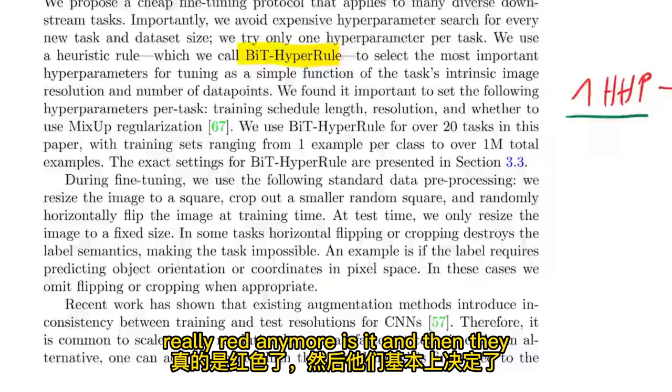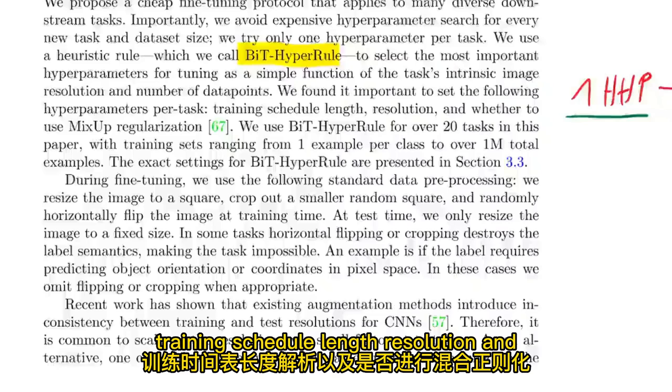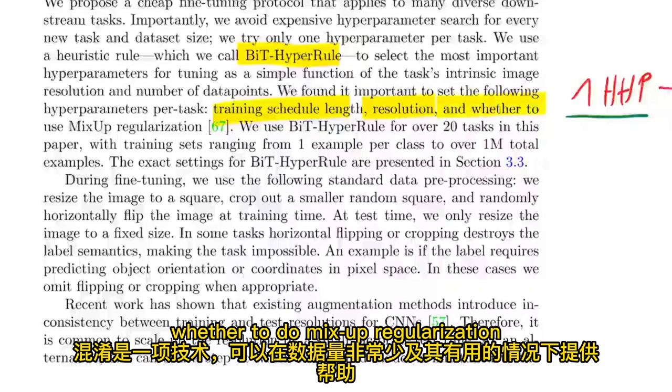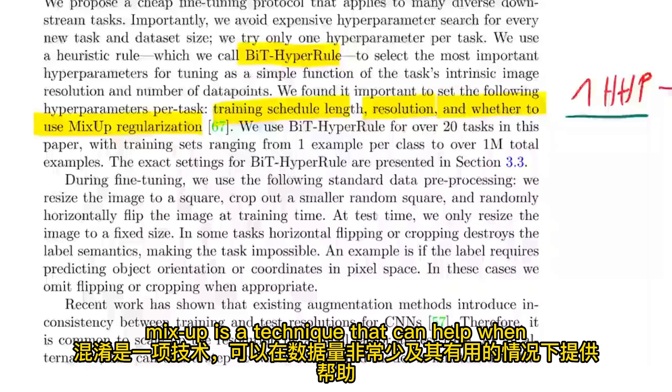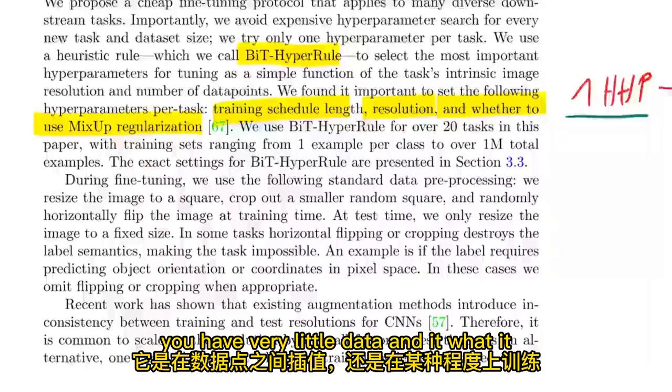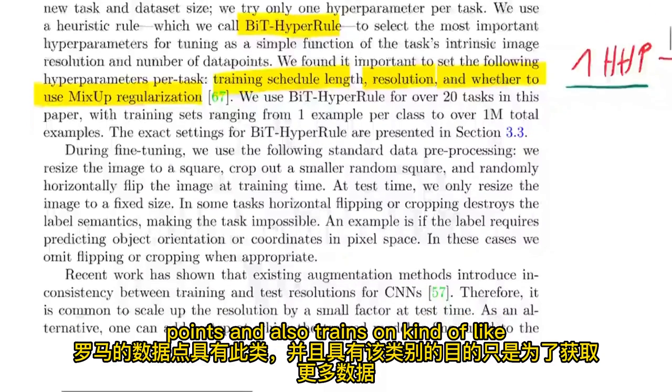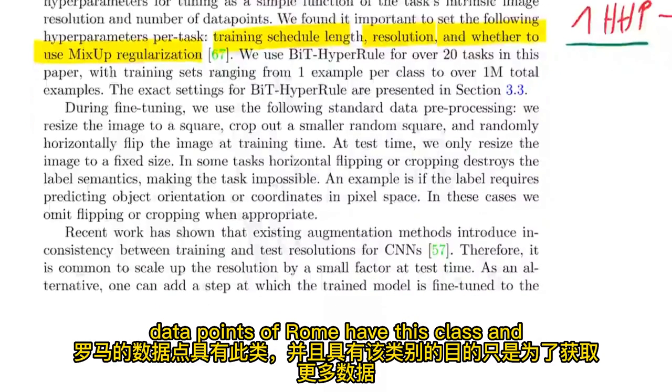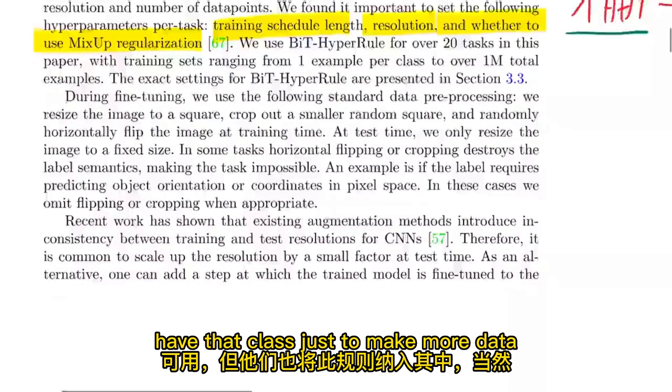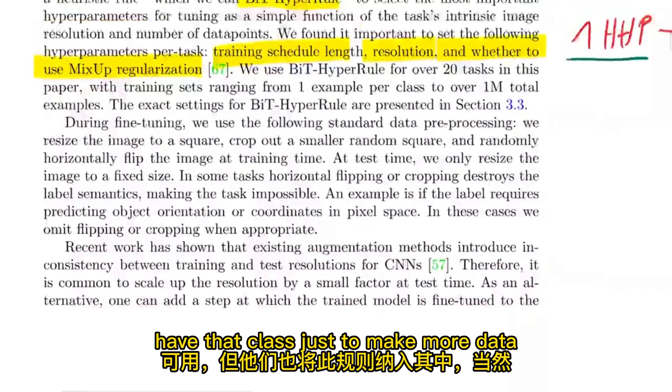And then they basically decide on the training schedule length, resolution, and whether to do mix-up regularization. Mix-up is a technique that can help when you have very little data, and what it does is it interpolates between data points and also trains on data points from half this class and half that class, just to make more data available.